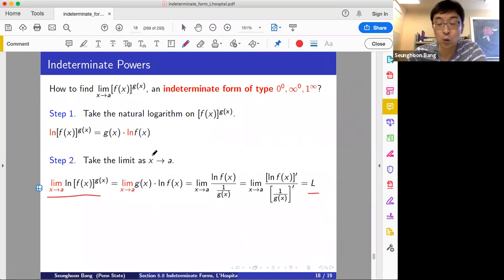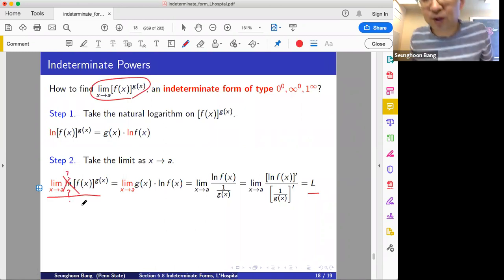So my question is, what's the original problem? The original problem is the limit of f of x to the g of x. We don't have ln. How can you eliminate this ln? Do you have any idea? Could you write a new answer on the chatting board? So my point is the limit of ln of f of x to the g of x equals L. How can you eliminate ln? Do you have any idea?